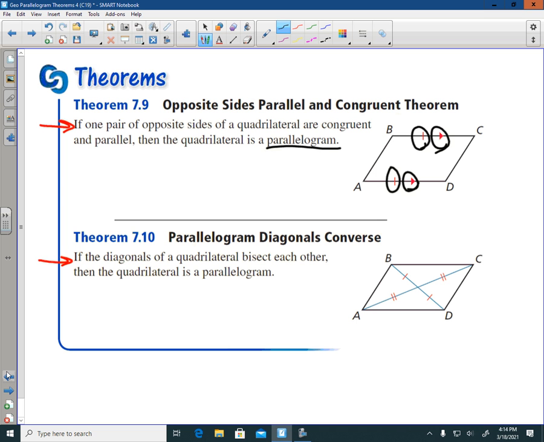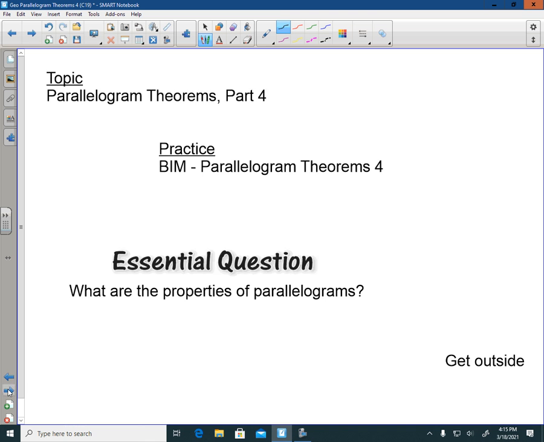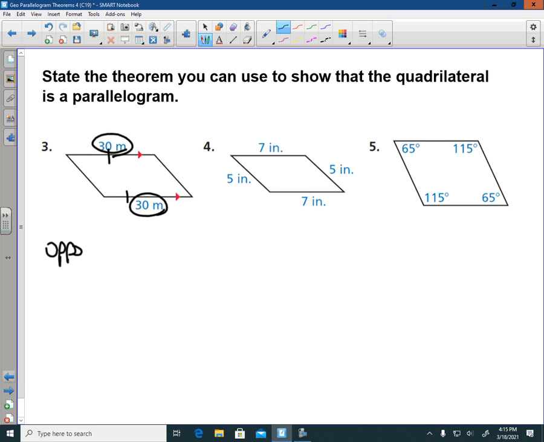It looks like the opposite sides parallel and congruent theorem tells us if one pair of opposite sides of a quadrilateral are congruent and parallel, then the quadrilateral is a parallelogram. So we could say, oops, I'm going the wrong way, that this one is the opposite sides congruent and parallel theorem. I misspelled that, but you get the idea. I'm using old batteries, and I'm worried that they're going to die, which is why I'm rushing a little bit.